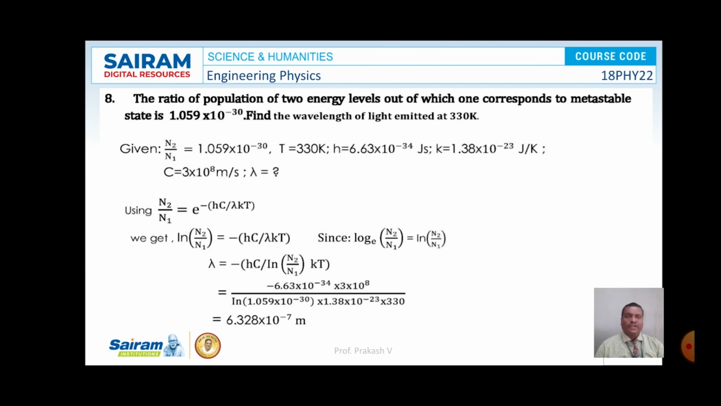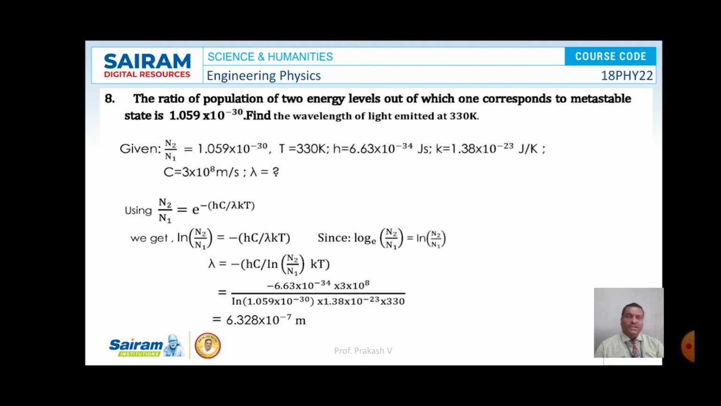So here the value of N2 by N1 is given as 1.059 into 10 to the power minus 30, and T is 330 Kelvin, and h is 6.63 into 10 to the power minus 34 joule second, and k is 1.38 into 10 to the power of minus 23 joules per Kelvin. c is 3 into 10 to the power of 8 meter per second. With all these parameters, we can calculate the wavelength of light emitted.